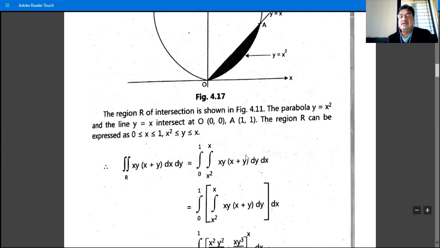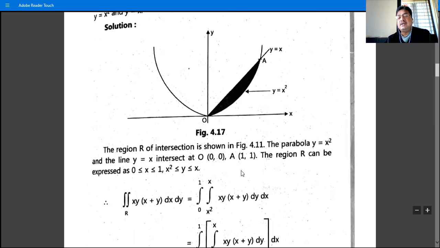Suppose the integration is with respect to y first, then with respect to x. So what are the limits of x? Because the integration is with respect to y first, the strip is parallel to the y-axis, like this. In order to cover this area, we have to move this strip from this point to this point on the x-axis.